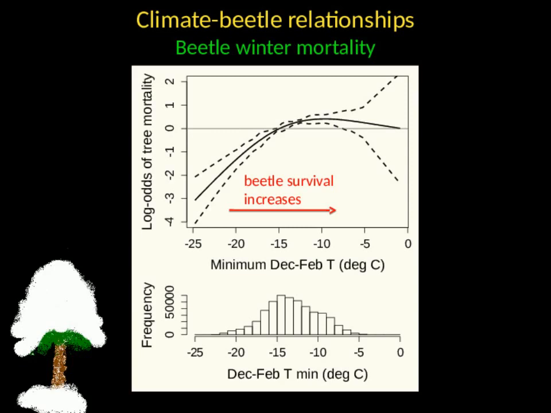So this is what happens as winter. These are log odds plots because the model is a logistic regression model. So winter temperature is increasing. That means beetle survival is increasing. That means tree mortality, the chance of tree mortality, is increasing. Conversely, in really cold winters, more beetles die, and therefore the tree has a better chance of surviving.